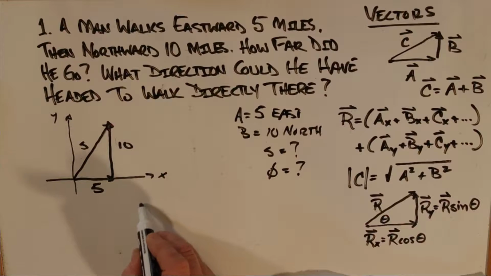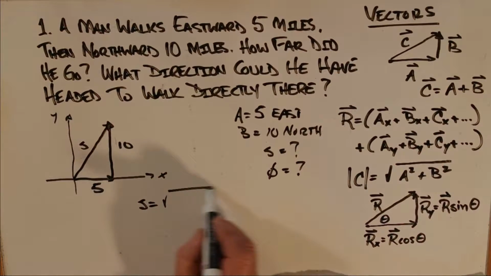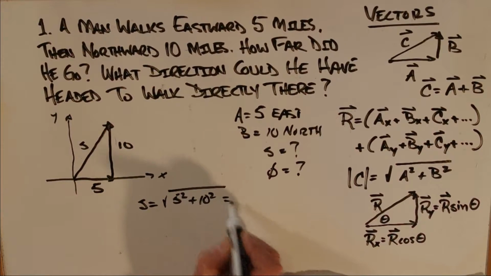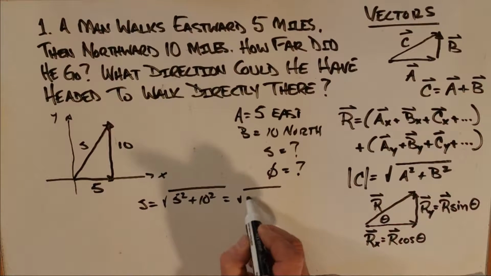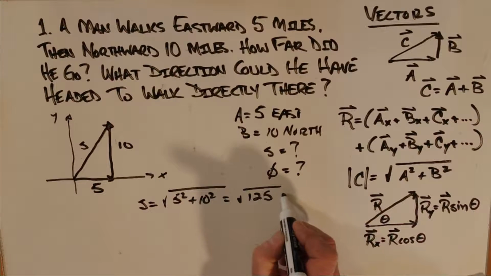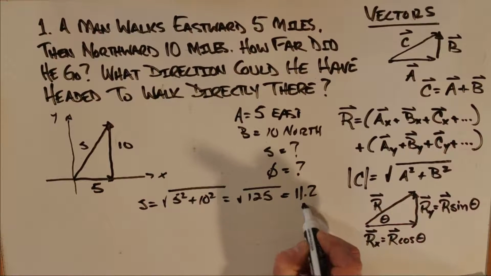How far could he have gone? Well, the magnitude of that vector is going to be the square root of the sum of the squares. So it's going to be the square root of 5 squared plus 10 squared, or the square root of 125, which is equal to 11.2. And this will be, of course, a distance of 11.2 miles.